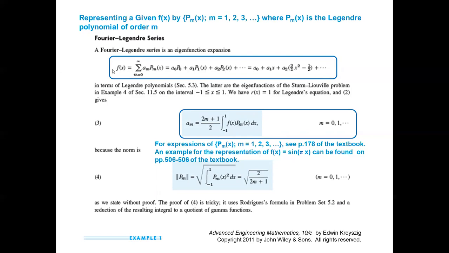So if we want to represent a given function, we simply need to use this formula to get all the coefficients. f is given, the polynomial is given, so we can integrate. And the norm can also be given by putting two Legendre polynomials inside the integral. We get the norm equal to this. So this is relatively simple. In the homework, you will see several problems that involve the use of these two equations. Another point I want to make is I urge students to use MathCAD. With MathCAD, you can get these integrals very easily.